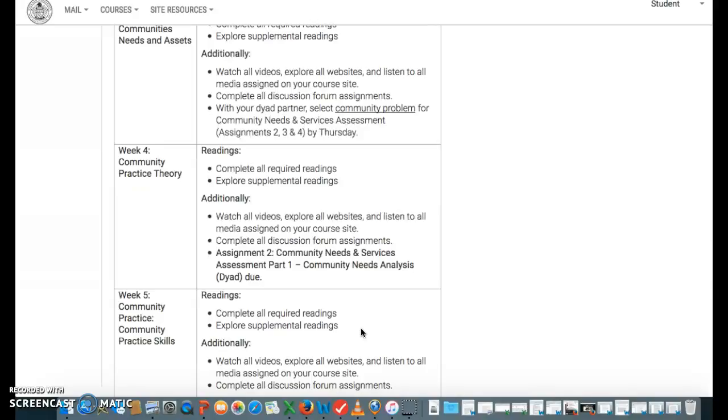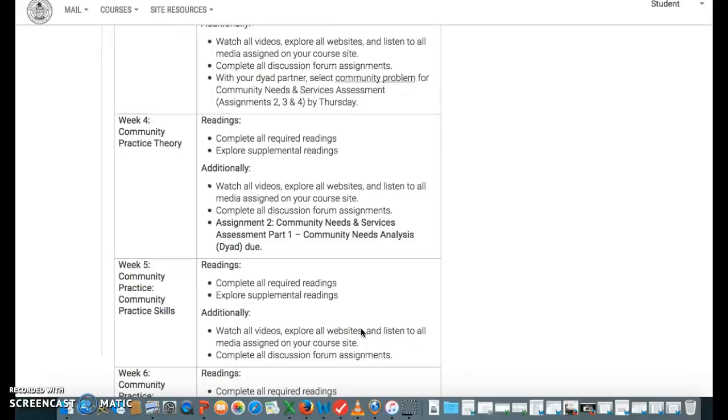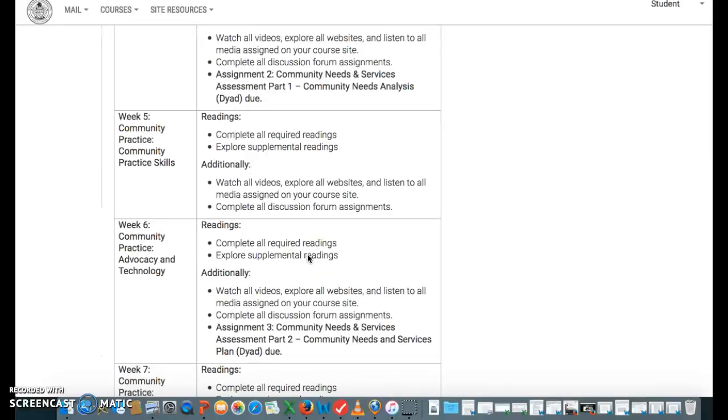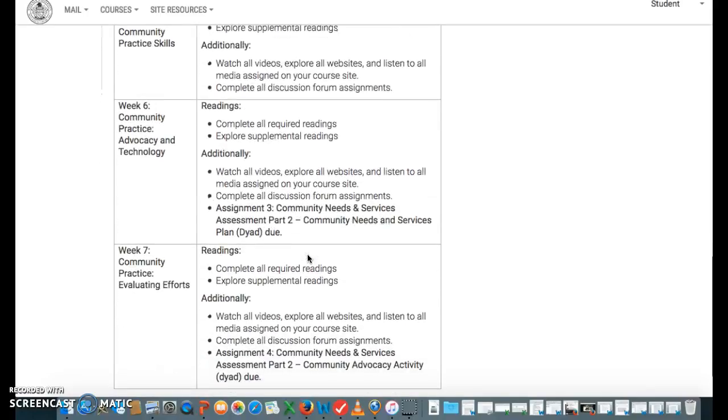Week 4 we'll be going into theory, and really what works best within what community, learning how to practice within a community. Some of you may have direct micro-level experience, others may have mid-level working with small groups, and this is really going to give you the skills for how to practice within communities. Week 5, again, is really honing in on those community practice skills. Week 6 is about advocacy and how to use technology, the benefits and challenges of technology when it comes to advocacy. And lastly, week 7, we'll be talking about evaluation, which is really important.